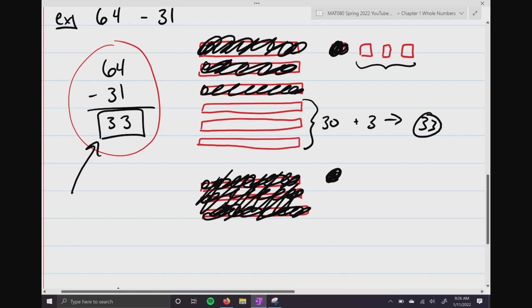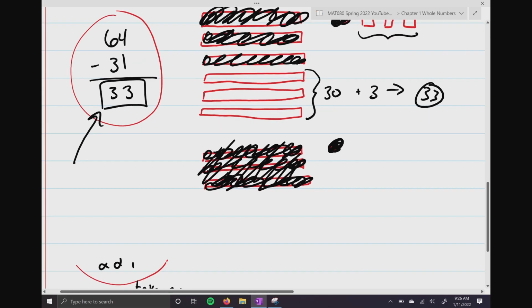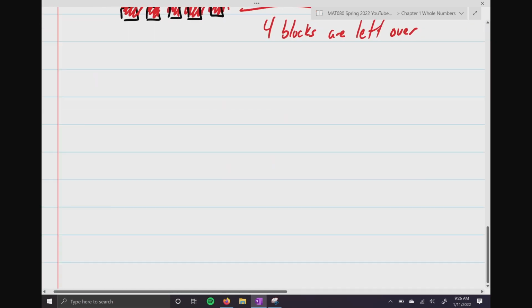So this is like the manipulative, this is what it physically looks like. On the left-hand side, the vertical stacked method that we learned is more like, okay, now if we can do this in our head without drawing all these blocks, here's a nice technique, a nice method on how we do this. Okay?